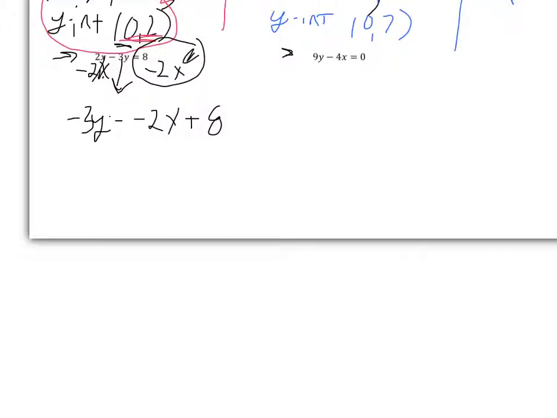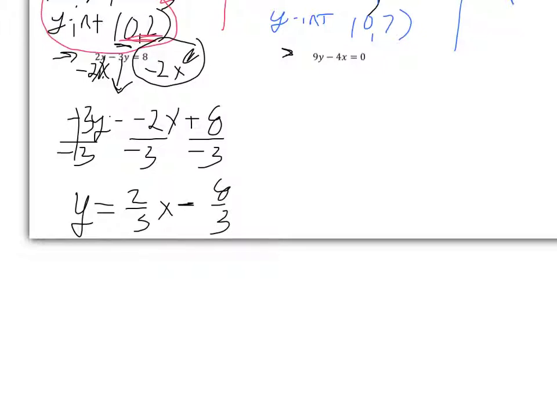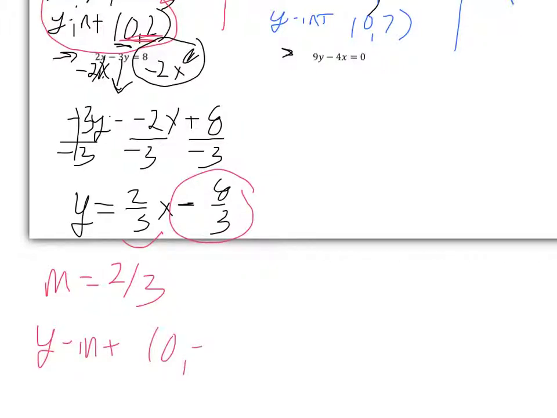So then finally, to isolate the y, we're going to divide by negative 3. And when we divide by negative 3, we divide everything by negative 3. So here, negative 3's cancel, we get y equals negative divided by negative is positive, so we have 2/3 x. And then positive divided by negative is negative, so minus 8/3. This is our slope, so m equals 2/3, rising 2, running 3. This right here is the coordinate of our y-intercept, 0, negative 8/3, and we're done.